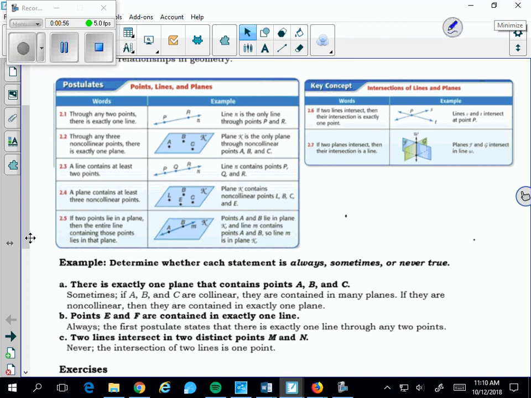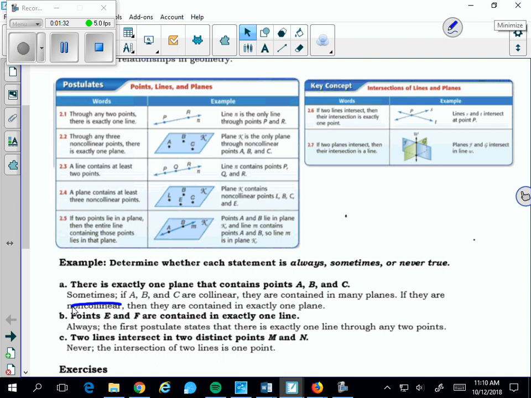So for example, you're going to see problems where they give you examples of different properties, and you're going to have to be able to say whether a statement is always, sometimes, or never true. So for example, the first one says there is exactly one plane that contains points A, B, and C. Is that sometimes, always, or never true? Well, the answer they give us is it's sometimes true. If A, B, and C are collinear, they are contained in many planes. If they are non-collinear, they are contained in exactly one plane.